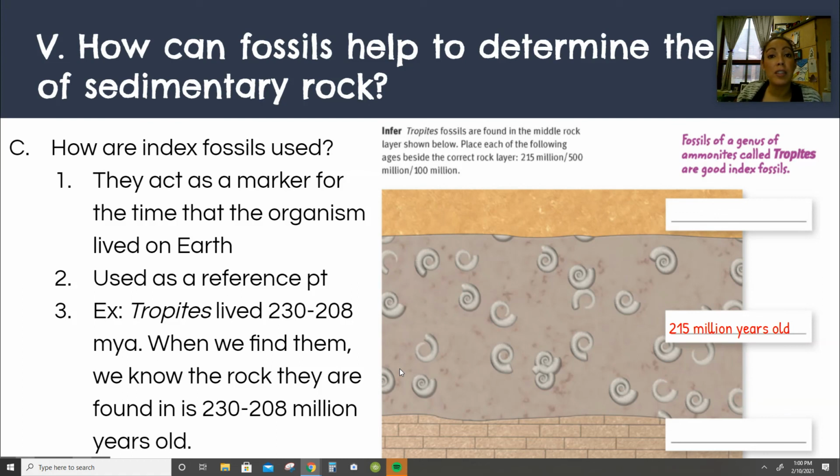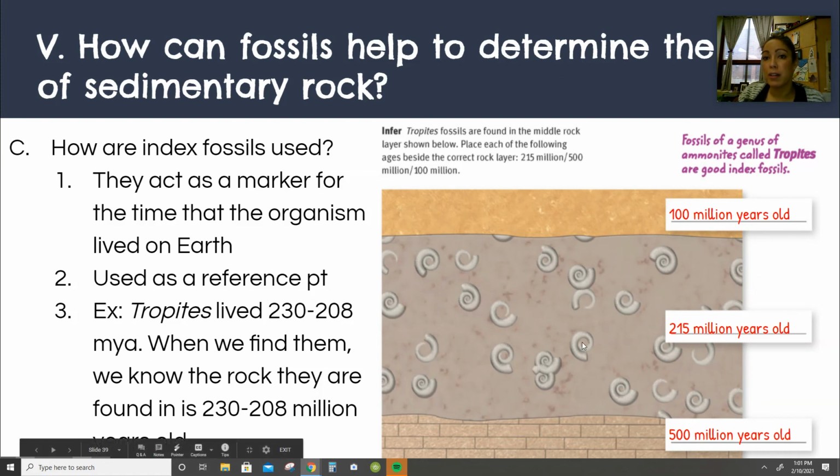Okay, so if I know one of these layers formed 215 million years ago, that fits right into this time range. Anything above it is going to be younger, and anything below it is going to be older, assuming that these rock layers haven't been disturbed. They haven't been folded, overturned, faulted, any of that stuff. So my younger amount of time is going to go up top. My older amount of time is going to go down below.